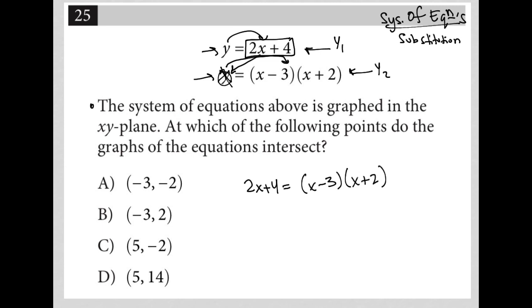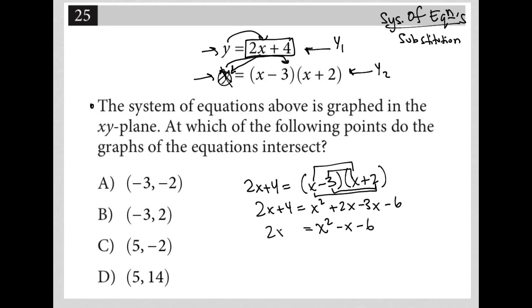And then I can start to solve, right? So 2x plus 4 can't be simplified any further. But here I can FOIL, so that's my first, which is x squared, my outer 2x, inner negative 3x, and last negative 6. This becomes x squared minus x minus 6. I still have 2x plus 4. I'm going to integrate all this into a single trinomial by subtracting 2x and subtracting 4 from both sides to make it equal to 0. So I get 0 equals x squared minus 3x minus 10.